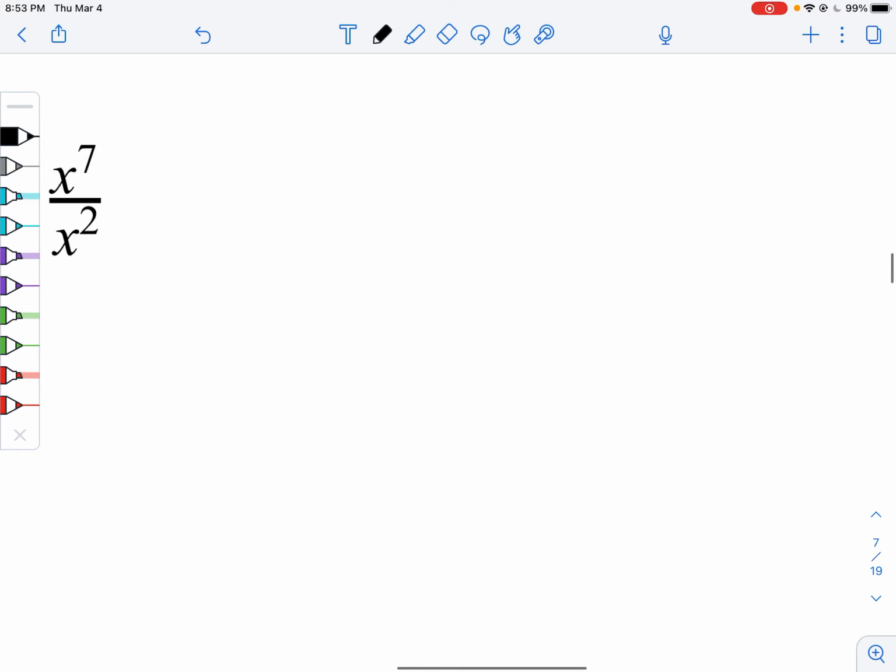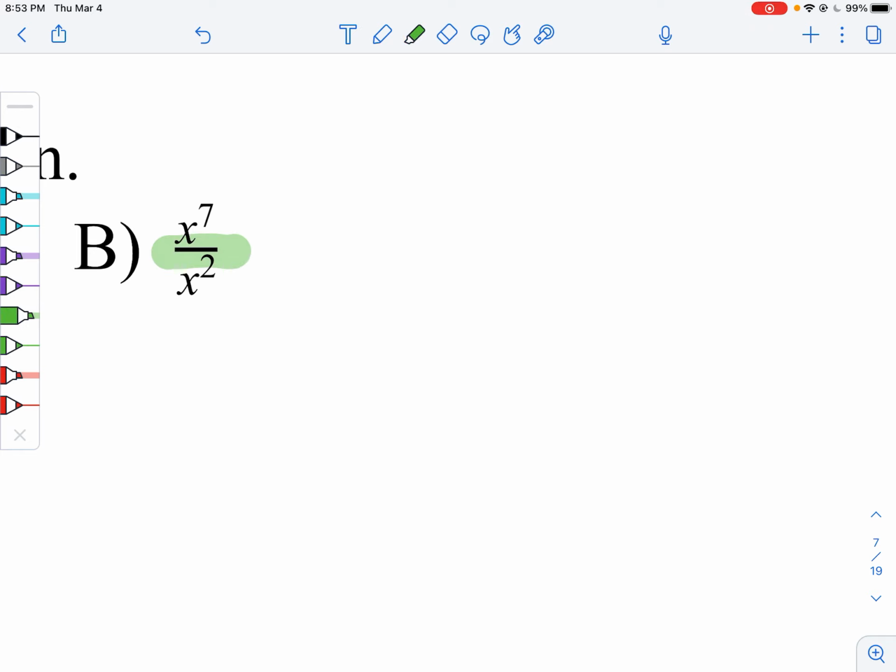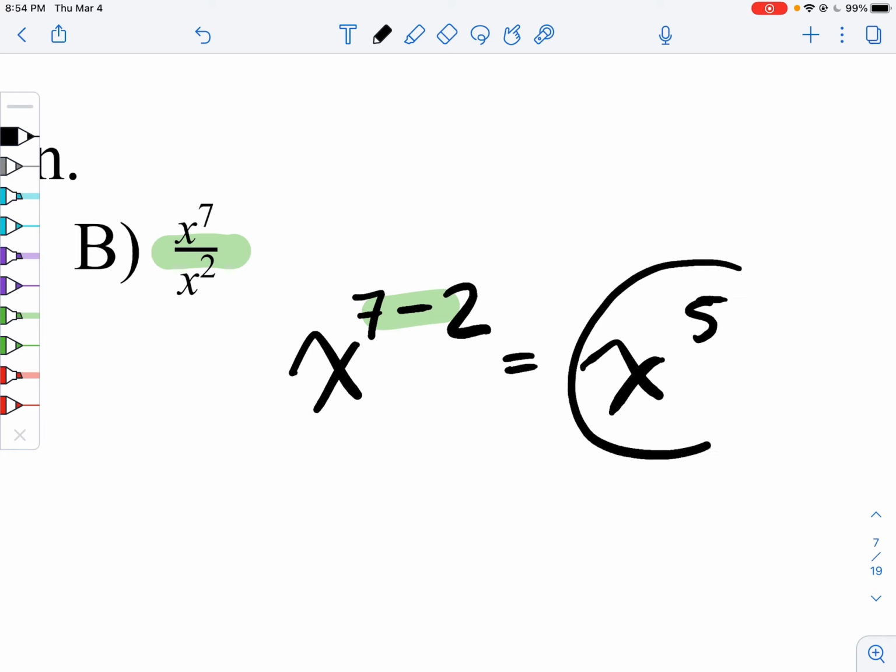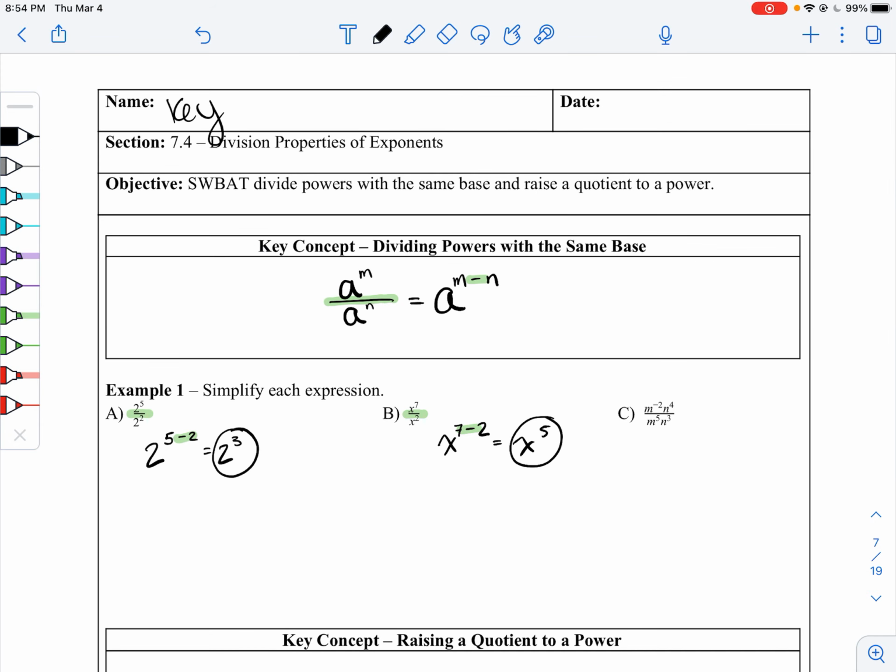Okay, here we go. I will remind you once again that this divide sign is a minus sign in disguise. That gives you 7 minus 2. 7 minus 2 is 5. x to the 5th power is our solution.